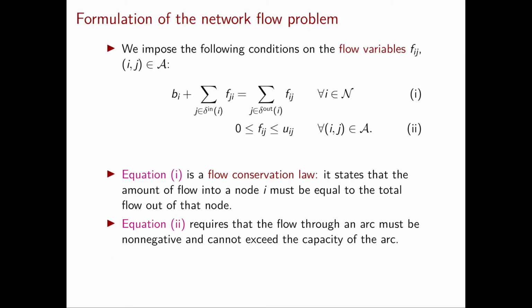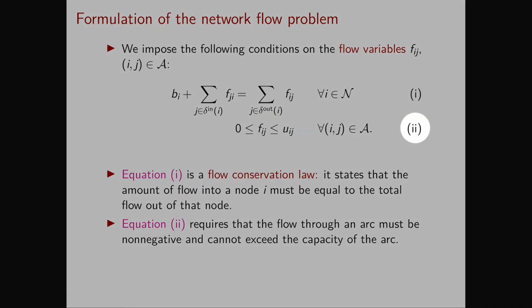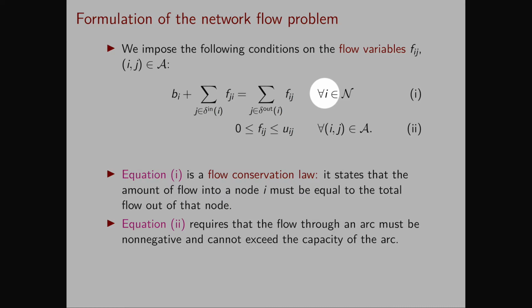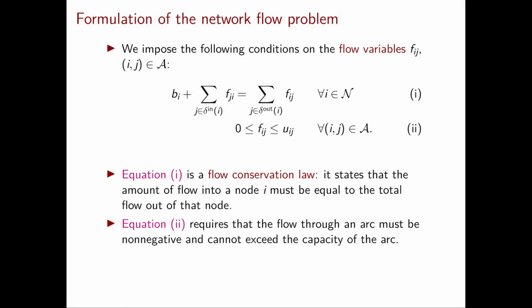We are now ready to write down the feasible region of our network flow problem. We have two types of constraints, type 1 and type 2. In the constraints of the first type, we have one equality constraint for every node i in our directed graph. This constraint enforces the flow conservation law. It states that the amount of flow that enters a node i must be equal to the amount of flow that exits the same node.